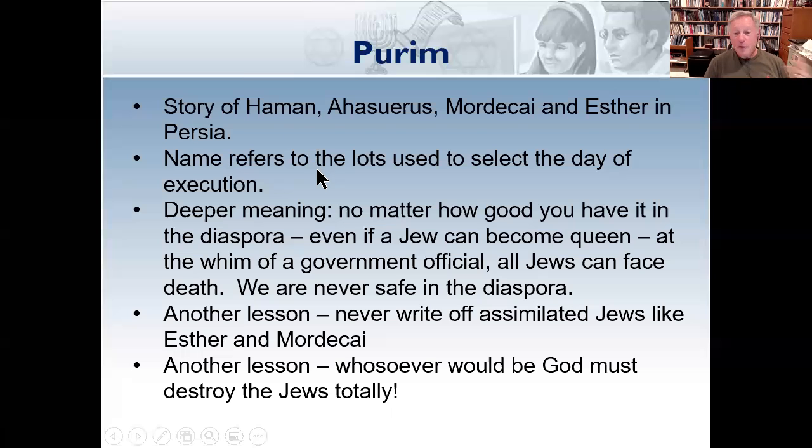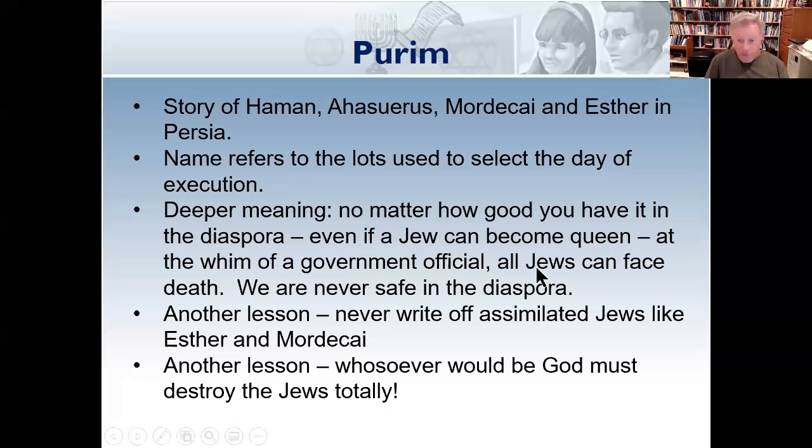The name refers to lots, probably a Purim word for drawing straws to decide which day that Haman would destroy all the Jews. Again, the deeper meaning is that no matter how good you have it in the diaspora, even if a Jew can become queen, Esther becomes, a Jewess becomes queen of Persia, at the whim of a government official, all Jews can face death. We are never safe in the diaspora.